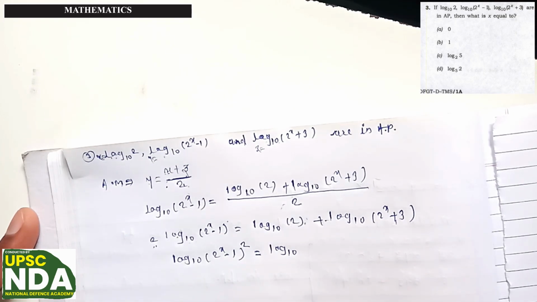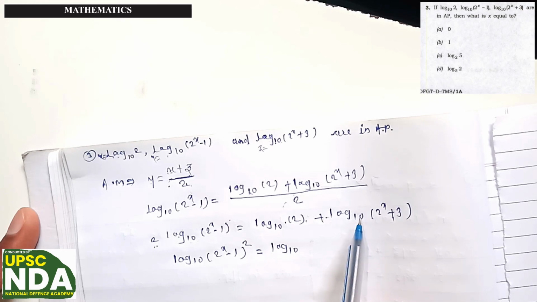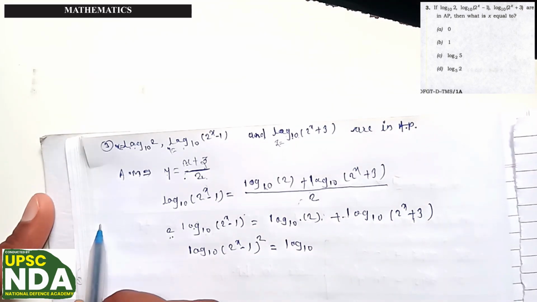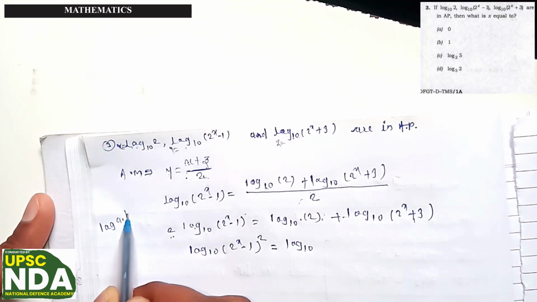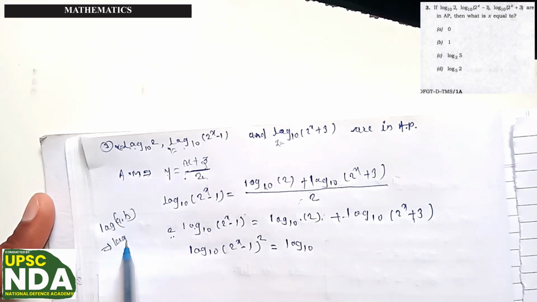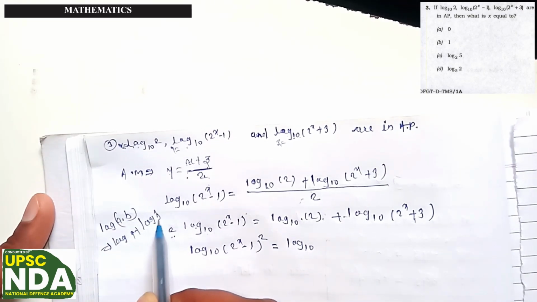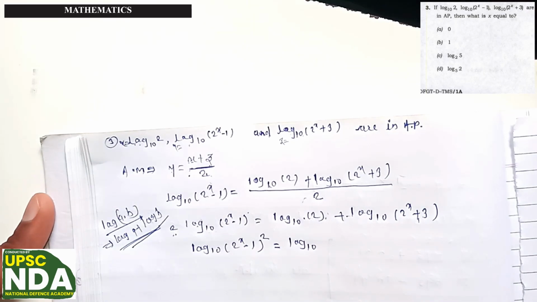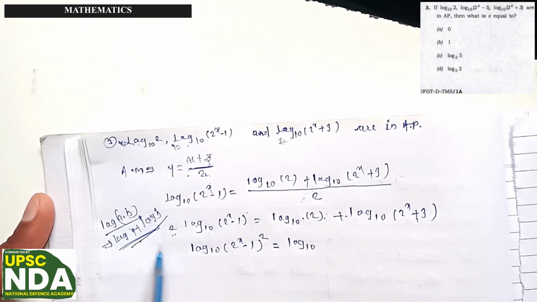This is a standard rule for addition in a logarithm: log of a multiplied by b is equal to log a plus log b. So how can we write log of a multiplied by b? We can write log a plus log b. This one is the standard result, always remember. So we have to apply this result over here.